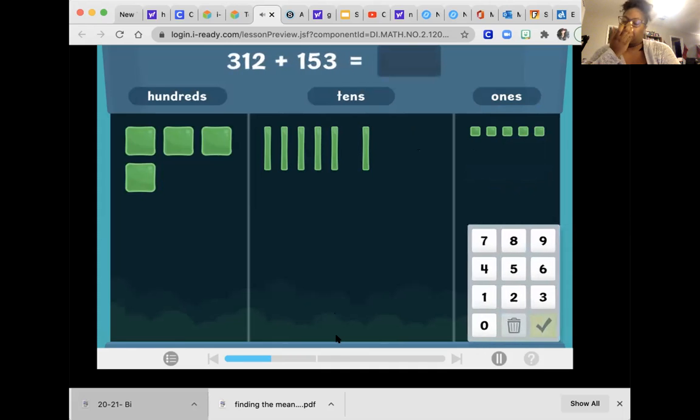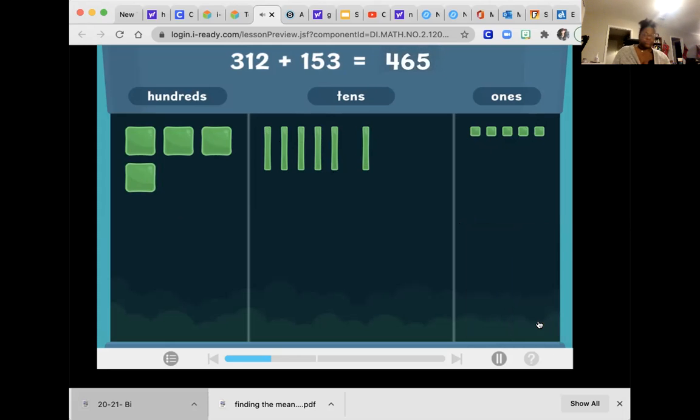What is 312 plus 153? Enter the sum. Now let's count what we have. So we have 1, 2, 3, 4 hundreds. We have 1, 2, 3, 4, 5, 6 tens, which is 60. And we have 1, 2, 3, 4, 5 ones, which is 5. So we have 465. Well done. 312 plus 153 equals 465.